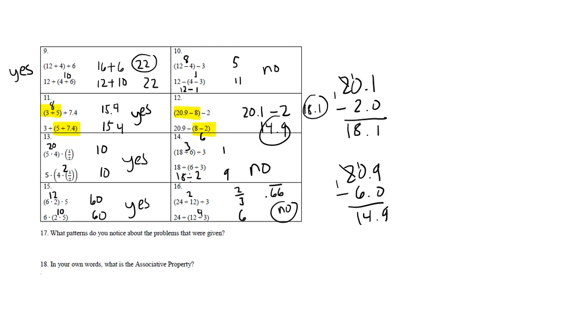So now it says, what patterns do you notice about the problems that are given? In your own words, what is the associative property? Okay, so basically when you look at these, you should see that when you are adding and multiplying, it doesn't matter where you put the parentheses. Okay, but when you are subtracting and dividing, you can't just put the parentheses wherever you want and keep the expressions equivalent. Okay, so in your own words, I want you to write down what the associative property is. Okay, and let's move on to the next property.